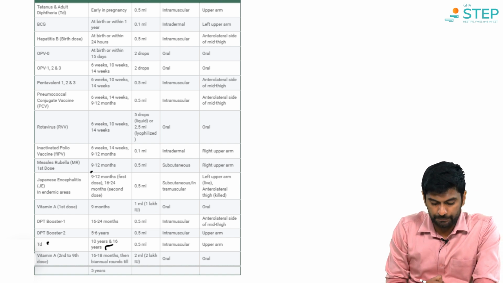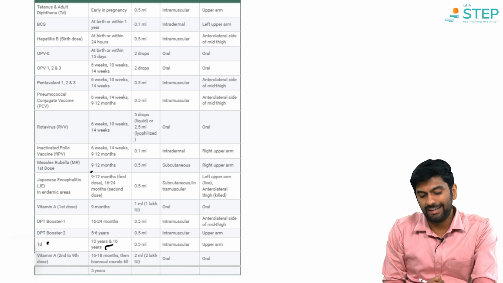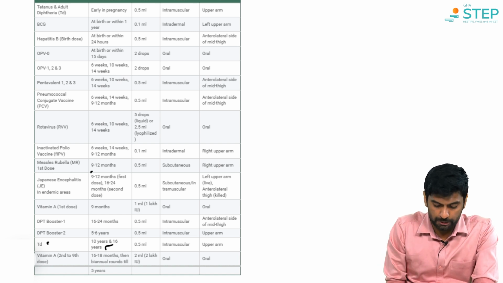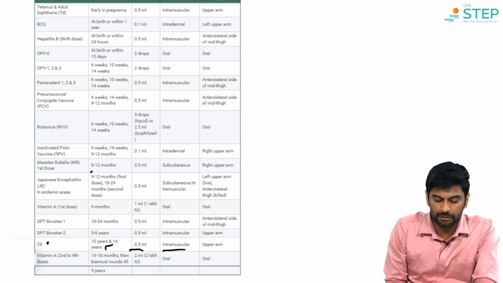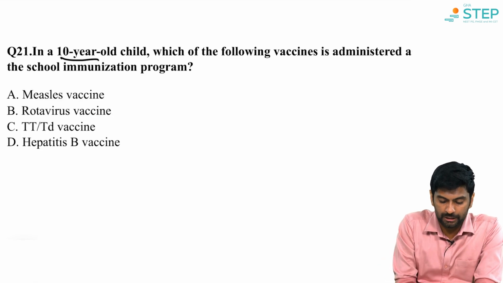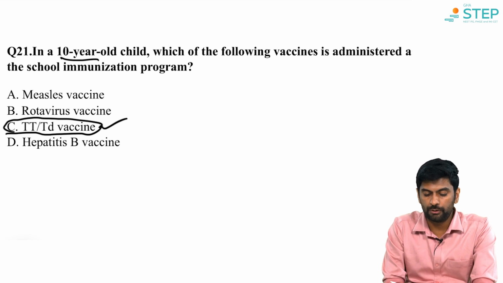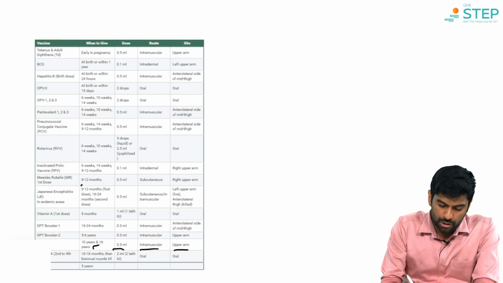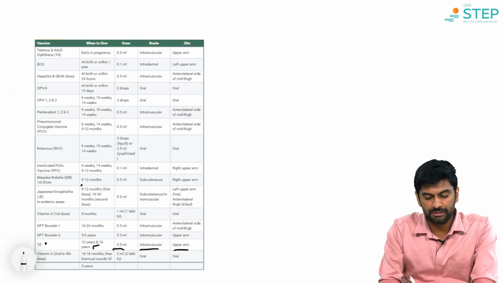It's going to be TD, which is tetanus and diphtheria as well. So we're going to be giving 0.5 ml of that intramuscularly in the upper arm. So TT or a TD vaccine would be the correct option in this case, because it's going to be focusing on a 10-year-old child. Make sure to be well updated with this specific vaccination schedule.